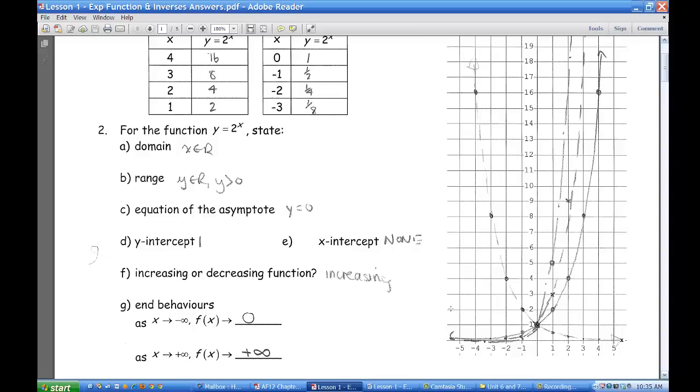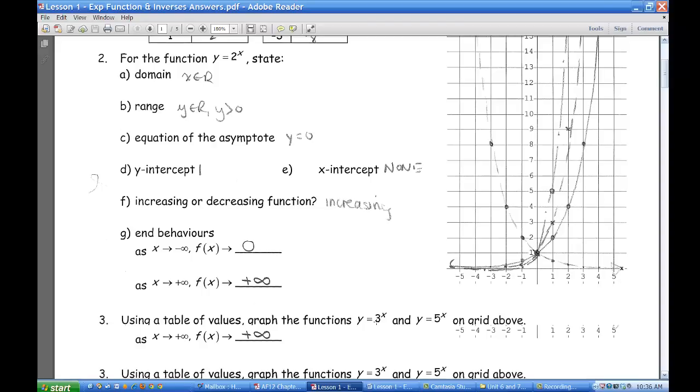The function is increasing. It goes up from left to right, so the values of x get bigger and the values of y get bigger as you go from left to right. And behaviors: when your x goes towards negative infinity, your y becomes smaller and smaller and approaches 0. And as your x moves towards positive infinity, your y gets bigger and it approaches positive infinity.